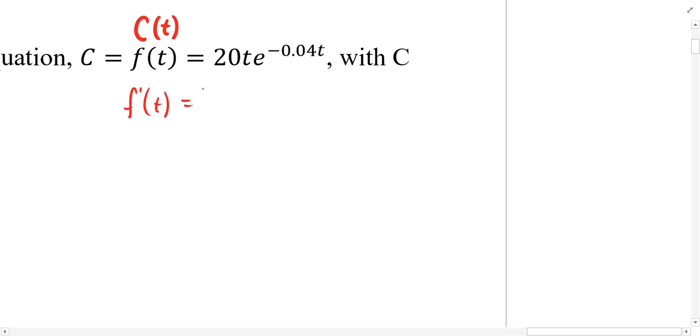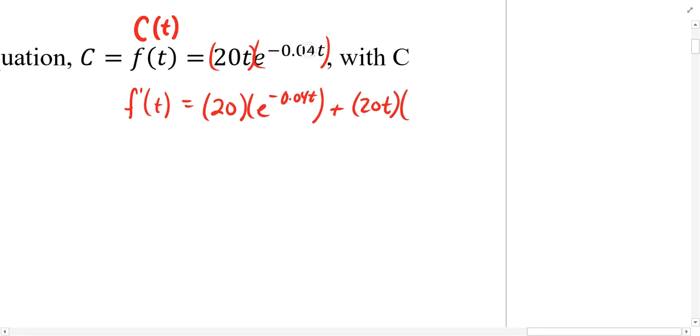F prime of t. Now this to me looks like a product rule because we have two functions that are multiplying together. Had this been just 20 times e to this power, then we could just use the derivative rule from our list, but this is definitely 20t times e to the negative 0.04t power. Let's use the product rule. The product rule says the derivative of the first function times the second function untouched, plus the first function, 20t, times the derivative of the second function.